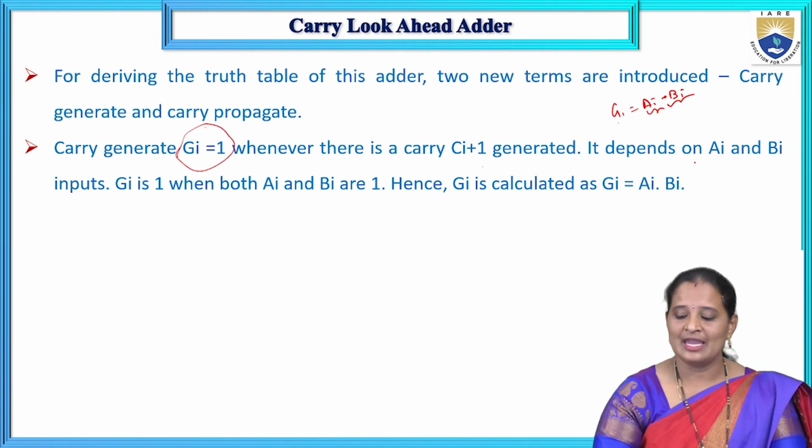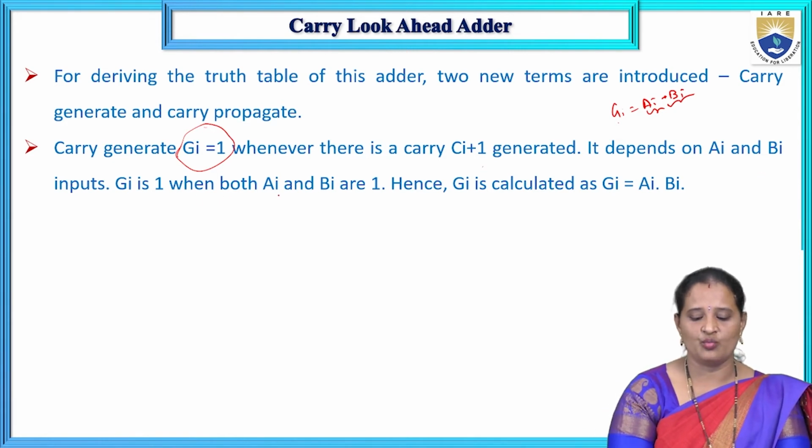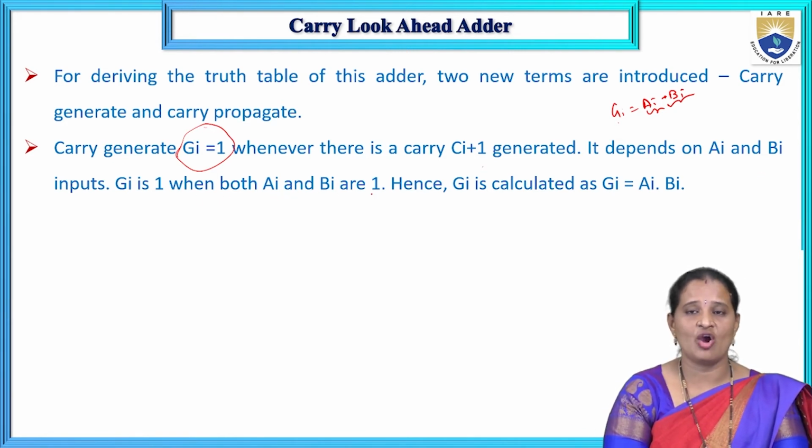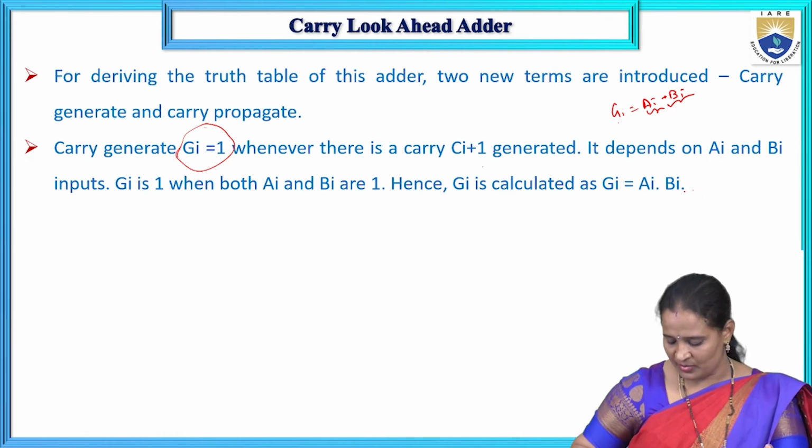So that is why it depends on AI and BI inputs. And GI is 1 when both the inputs AI and BI are equal to 1, as we have just now seen in the truth table. So hence GI is calculated as GI equals AI into BI.